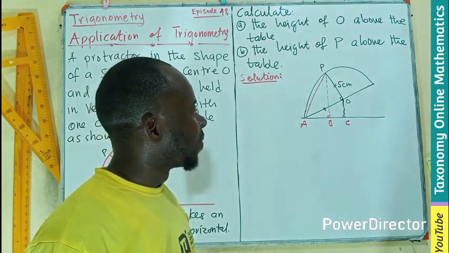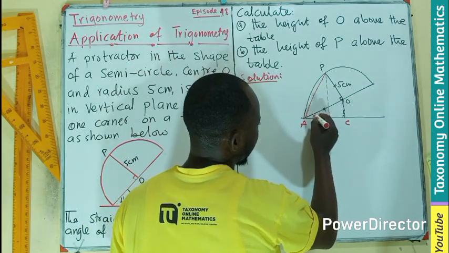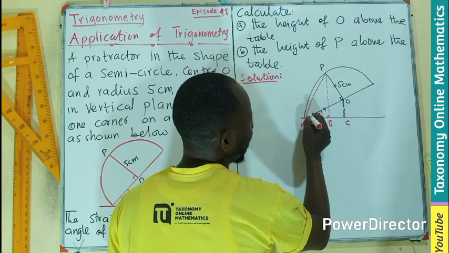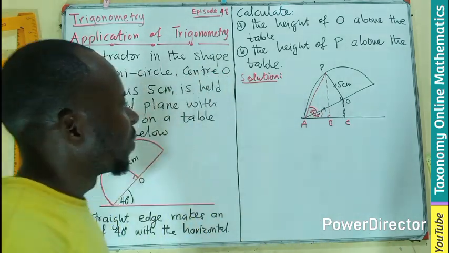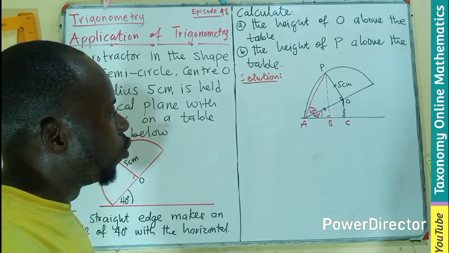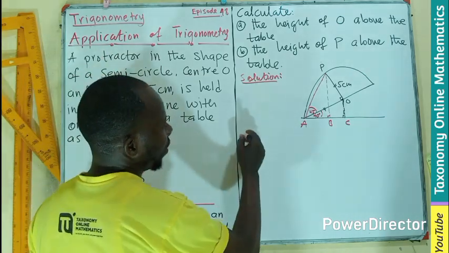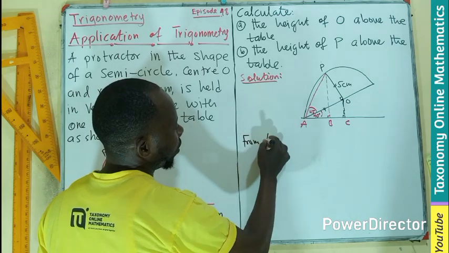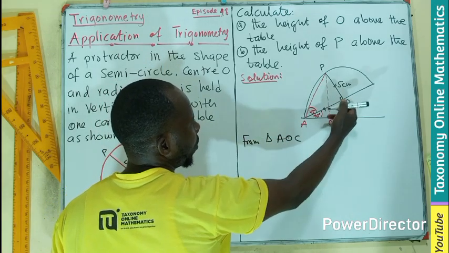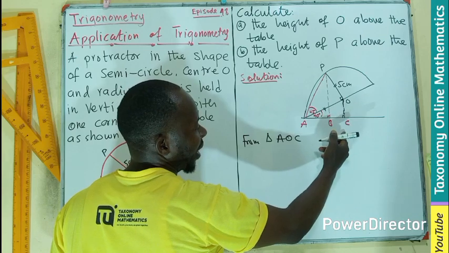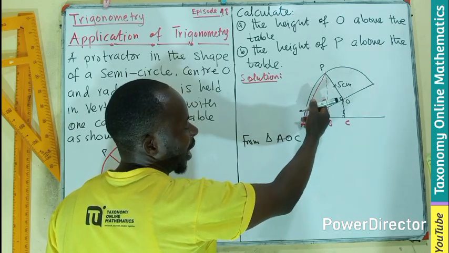So what do we need? We have this angle to be 40. Then this angle will be 45. All right, we are looking for OC. If you look for OC, from triangle AOC, which is a right angle triangle, I can see here to be opposite and hypotenuse.